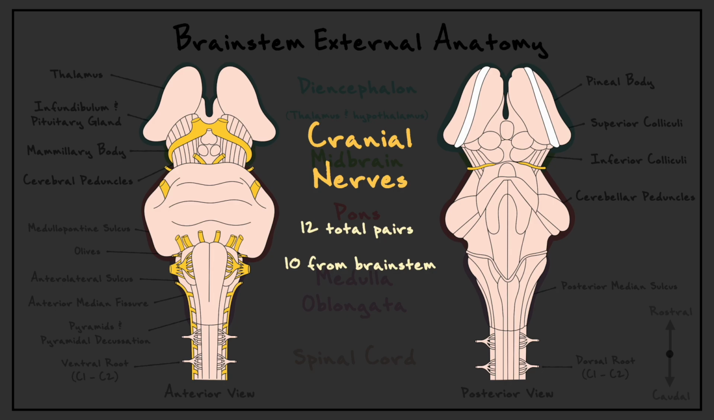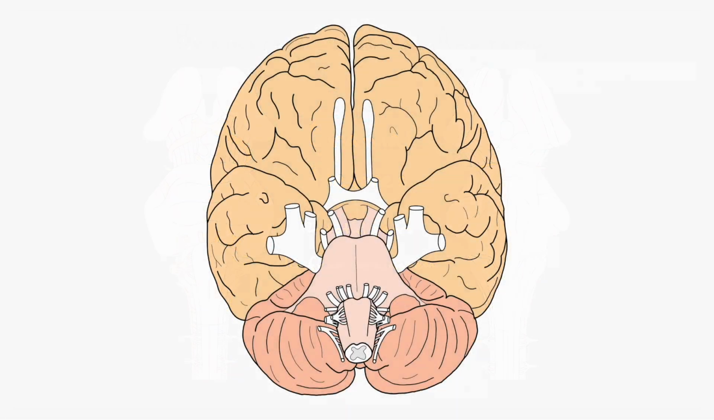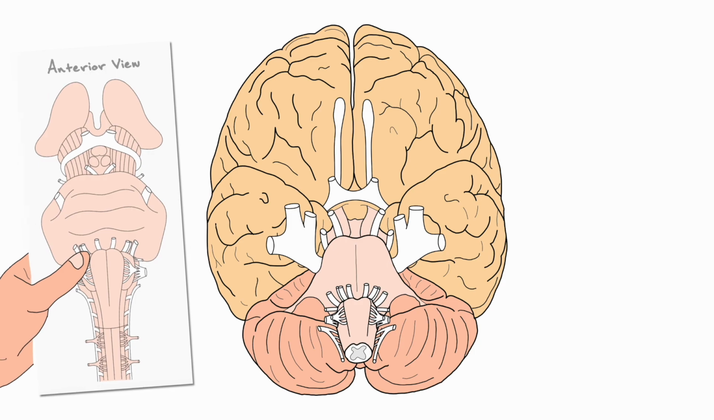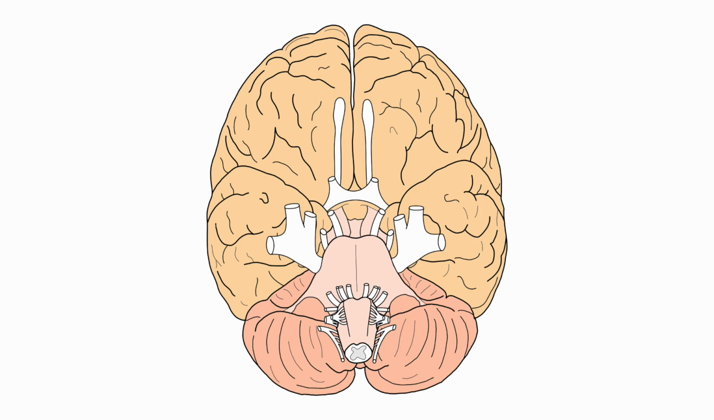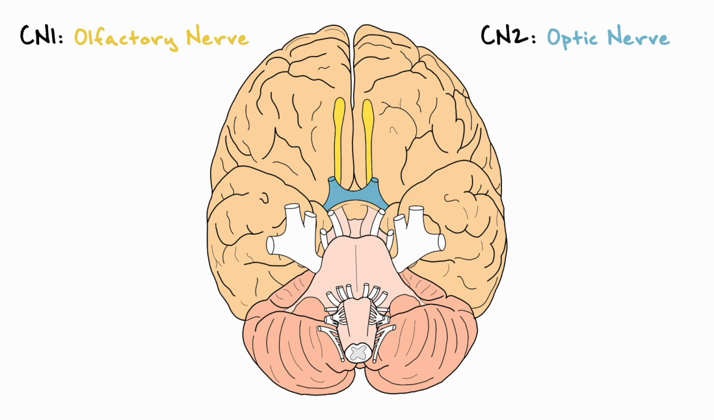To see the full 12 pairs, we need to consider this ventral or bottom view of the interior surface of the brain. When we compare this figure with the interior view we have been using, I hope that you can see the brainstem in more context and how it's structured with respect to the brain. So, as I said, 10 of the 12 pairs are related to the brainstem, which leaves 2 pairs out of it. These 2 pairs correspond to cranial nerve 1, the olfactory nerve, and cranial nerve 2, the optic nerve.